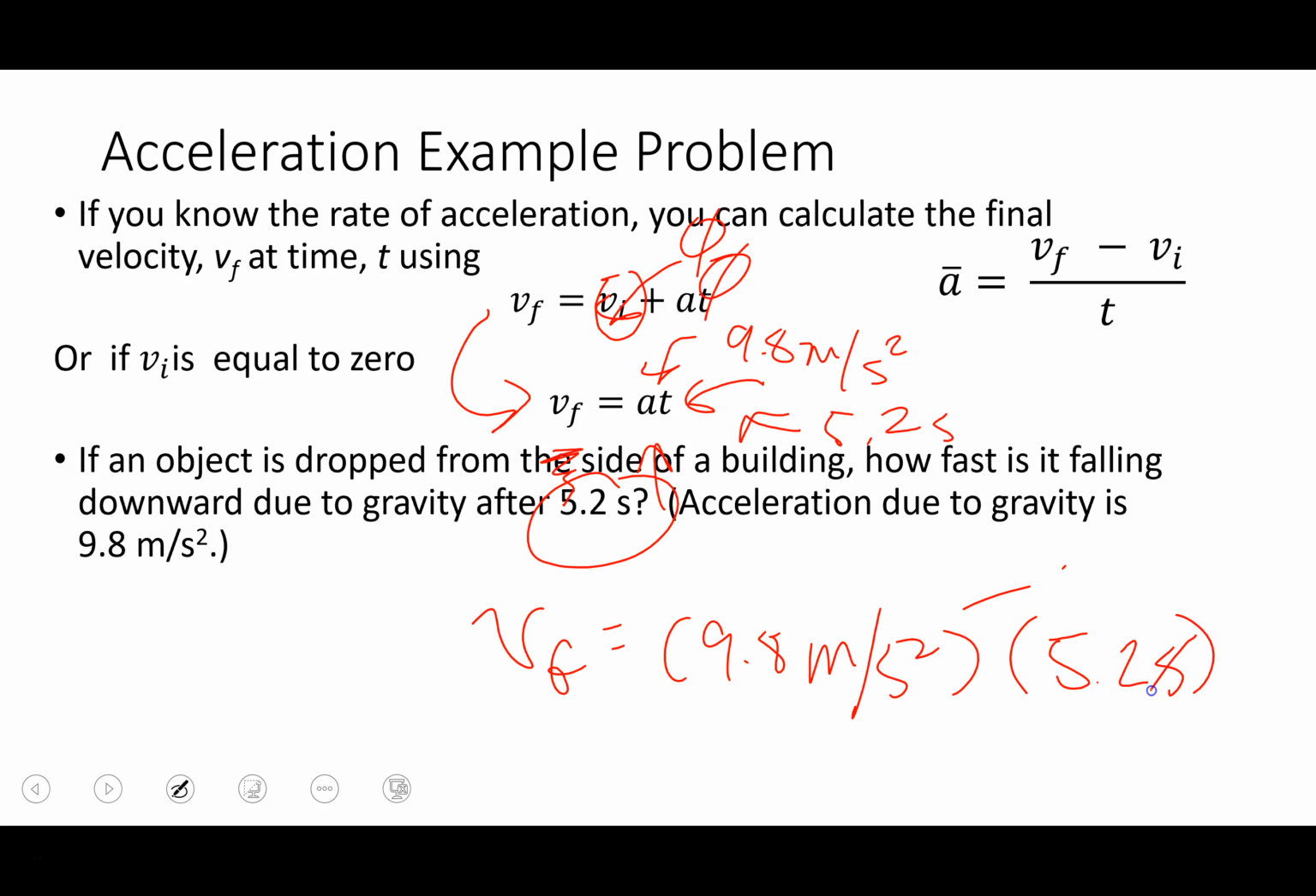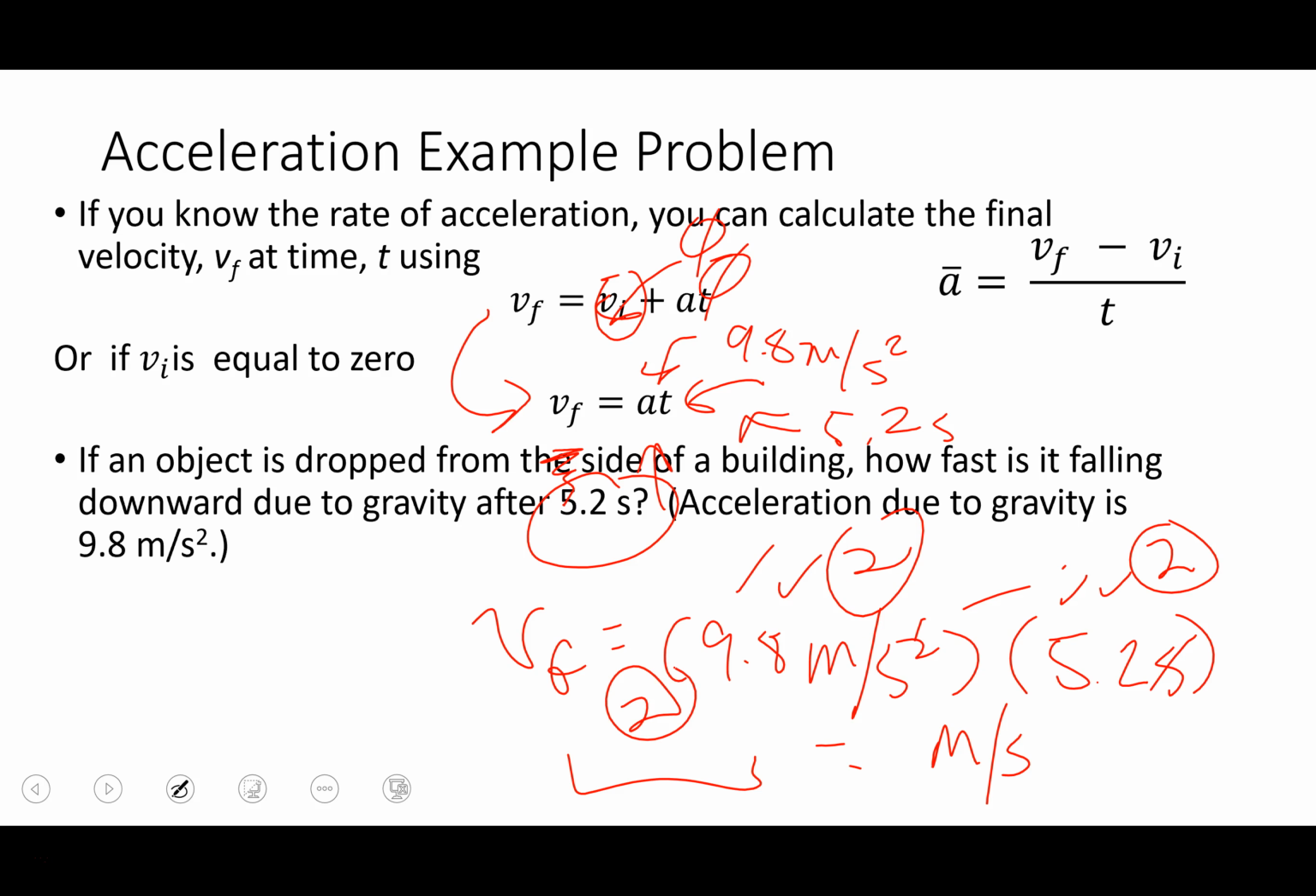Now the cool thing about this is one of these seconds will cancel with one of these seconds, and you'll have units of meters per second. We talked about rounding. You have 2 digits in both of these, so you should only round your answer to 2 digits. So I hope that works for you.